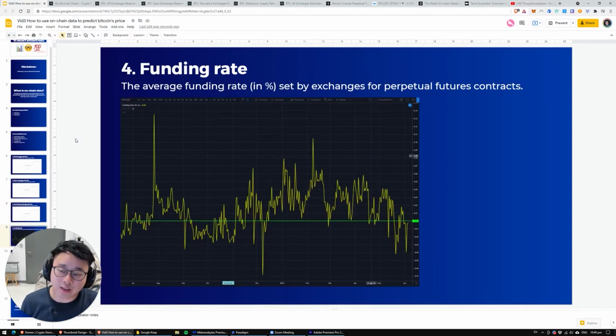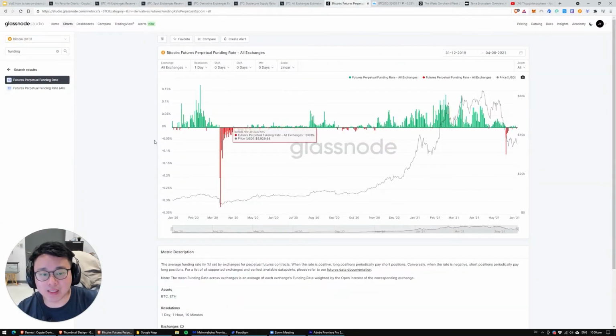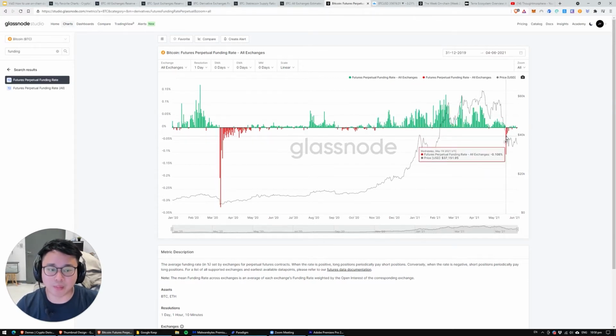funding rate. So the funding rate is basically the average funding rate in percent set by exchanges for perpetual futures contracts. So that might sound complicated, but it's quite straightforward actually. It basically means that if the funding rate is green, the more green it is, the more people are longing, the more bullish the market is. And the more red it is, the more people are shorting, the more bearish the market is. But this can also be a contrarian indicator.